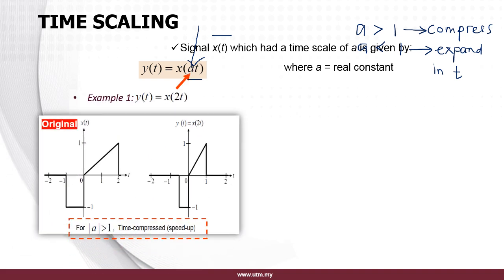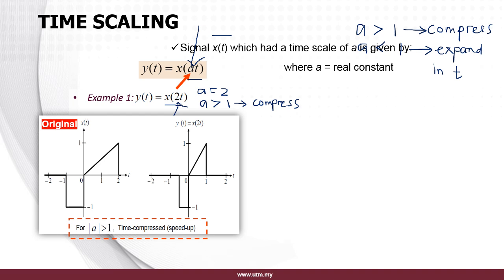If you look at this equation, it's x(2t). So there's an additional variable inside the bracket. It is 2, so in this case, A equals 2, which is larger than 1. So the signal will be compressed, or will be thinner. This is the original signal, with a time duration of minus 2 to 2.